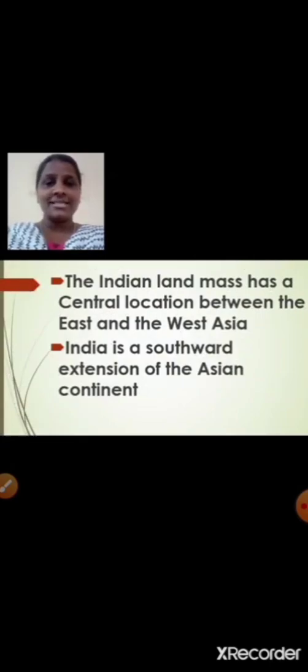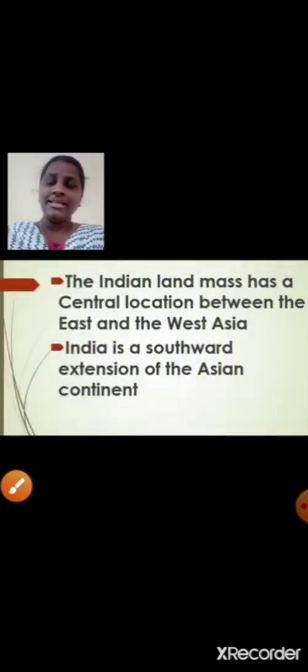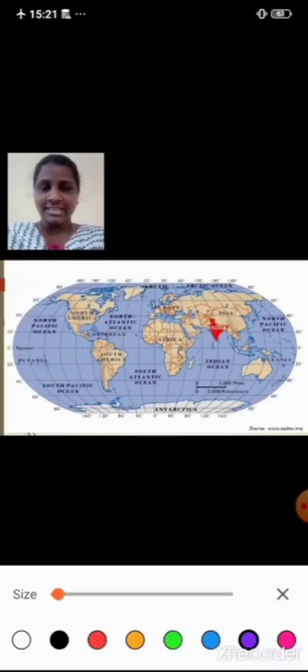The Indian landmass has a central location between the East and the West Asia. Have a look over here, students. You will understand. India is a southward extension of the Asian continent. Have a look over here once again, students. Our country India is the southward extension. Can you see, students? Southward extension of the Asian continent. Is that clear, students?